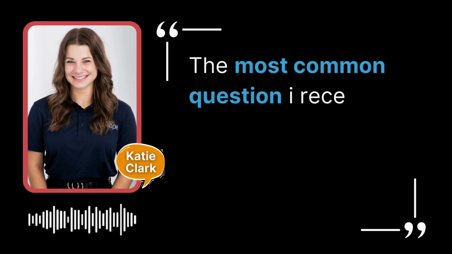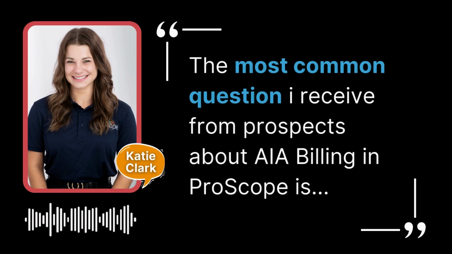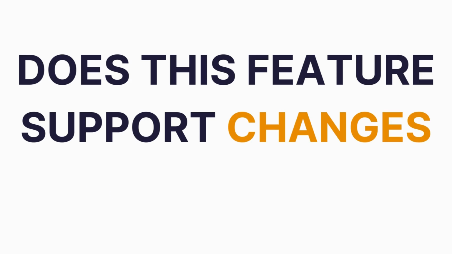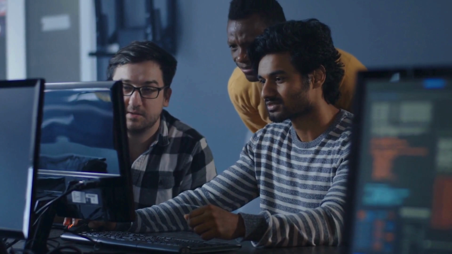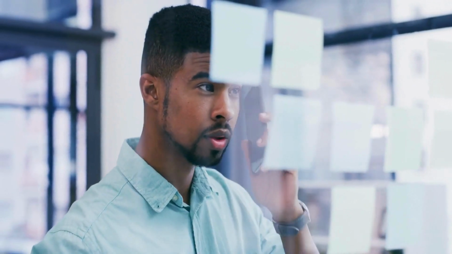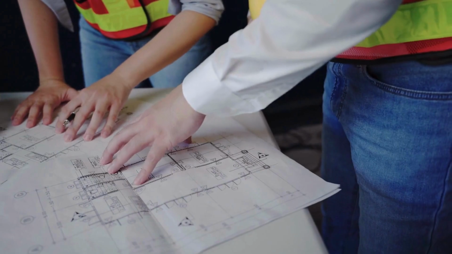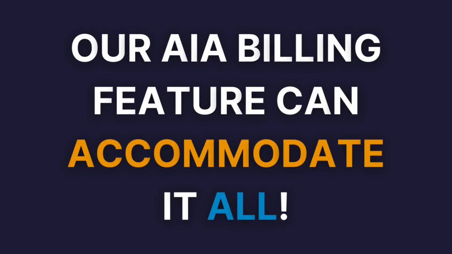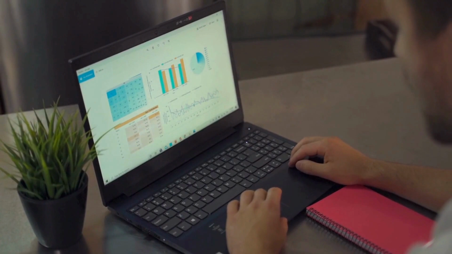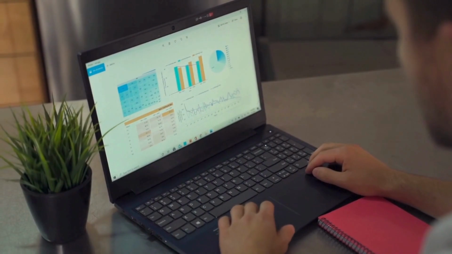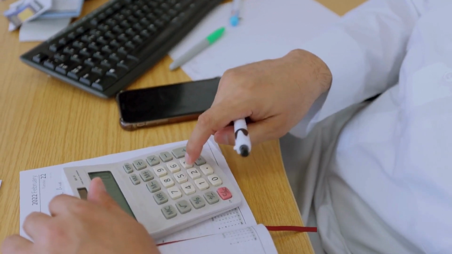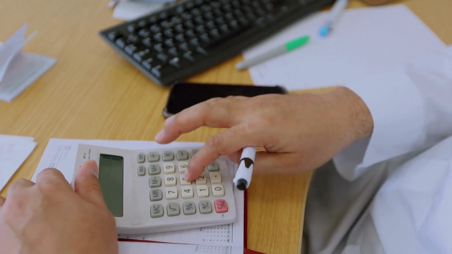The most common question I receive from prospects about AIA billing in ProScope is, does this feature support changes and revisions? And the answer to that question is yes, absolutely. So with ProScope, you have the flexibility to handle changes and revisions seamlessly. So whether it's scope adjustments, new work items, or modifications to existing tasks, our AIA billing feature can accommodate that all. So when a change occurs, you can create and track change orders within ProScope, and these change orders are integrated into the billing process. So that means you don't have to worry about any manual adjustments or recalculations.